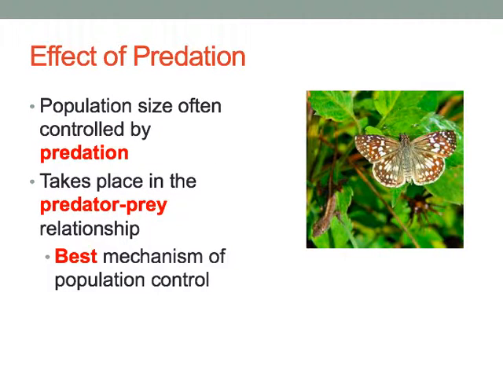What are some effects of predation? Population size often is controlled by predation. Who can mate with whom takes place in the predator-prey relationship, and it's the best mechanism of population control.